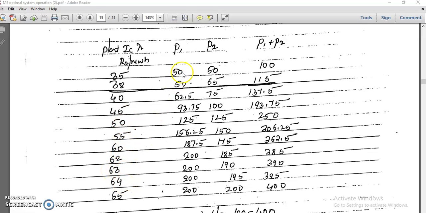That is the concept. P1, P2 minimum is 50 megawatt, maximum is 200, and the total demand minimum is 100 and maximum is 400. Again, you have to find the P1, P2 values by substituting the value of lambda. Now for the table, you have to keep the lambda values step by step. The first value is 35: substitute it in both cases, find the P1, P2 values and check. If you get less than 50, take 50 only, because the plant's minimum limit itself is 50.